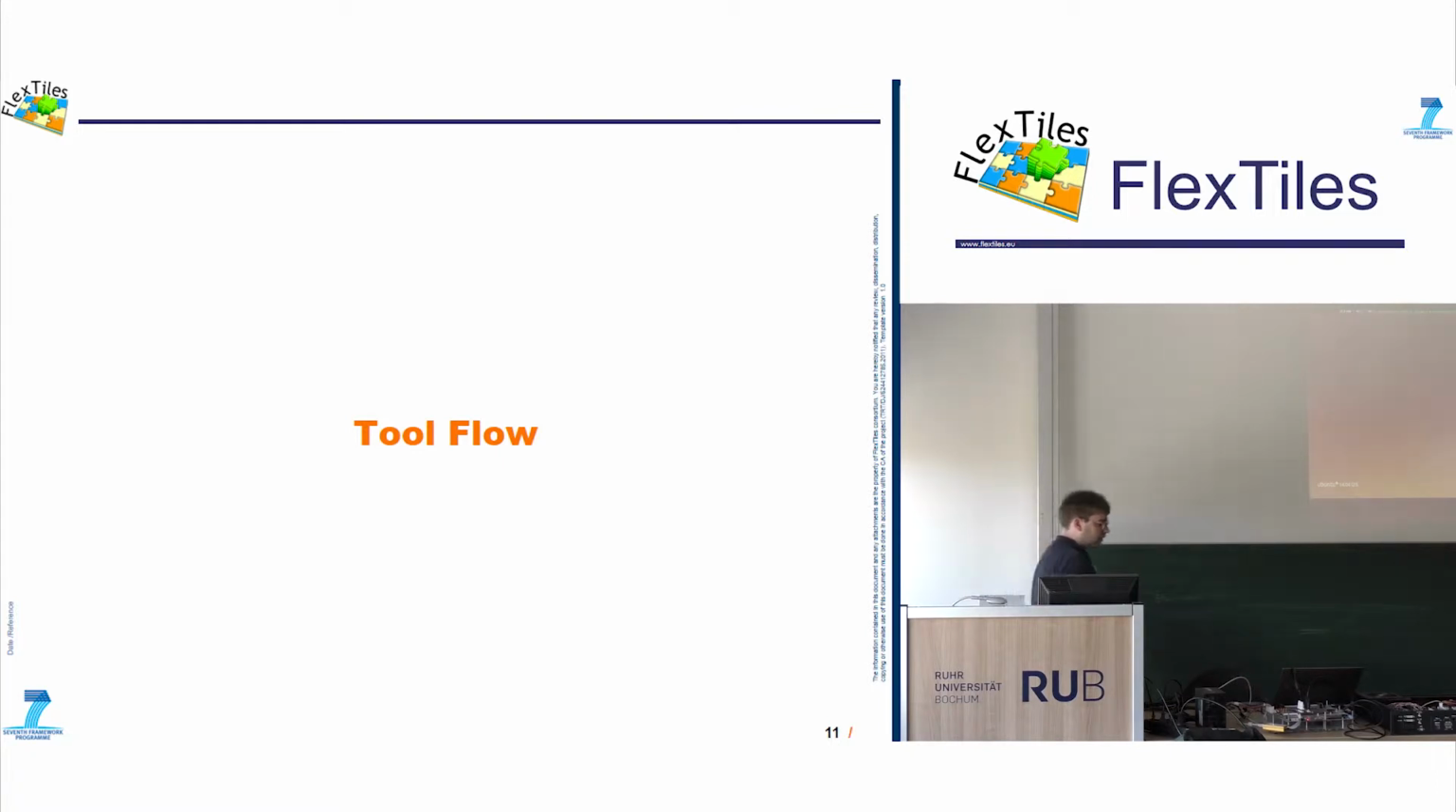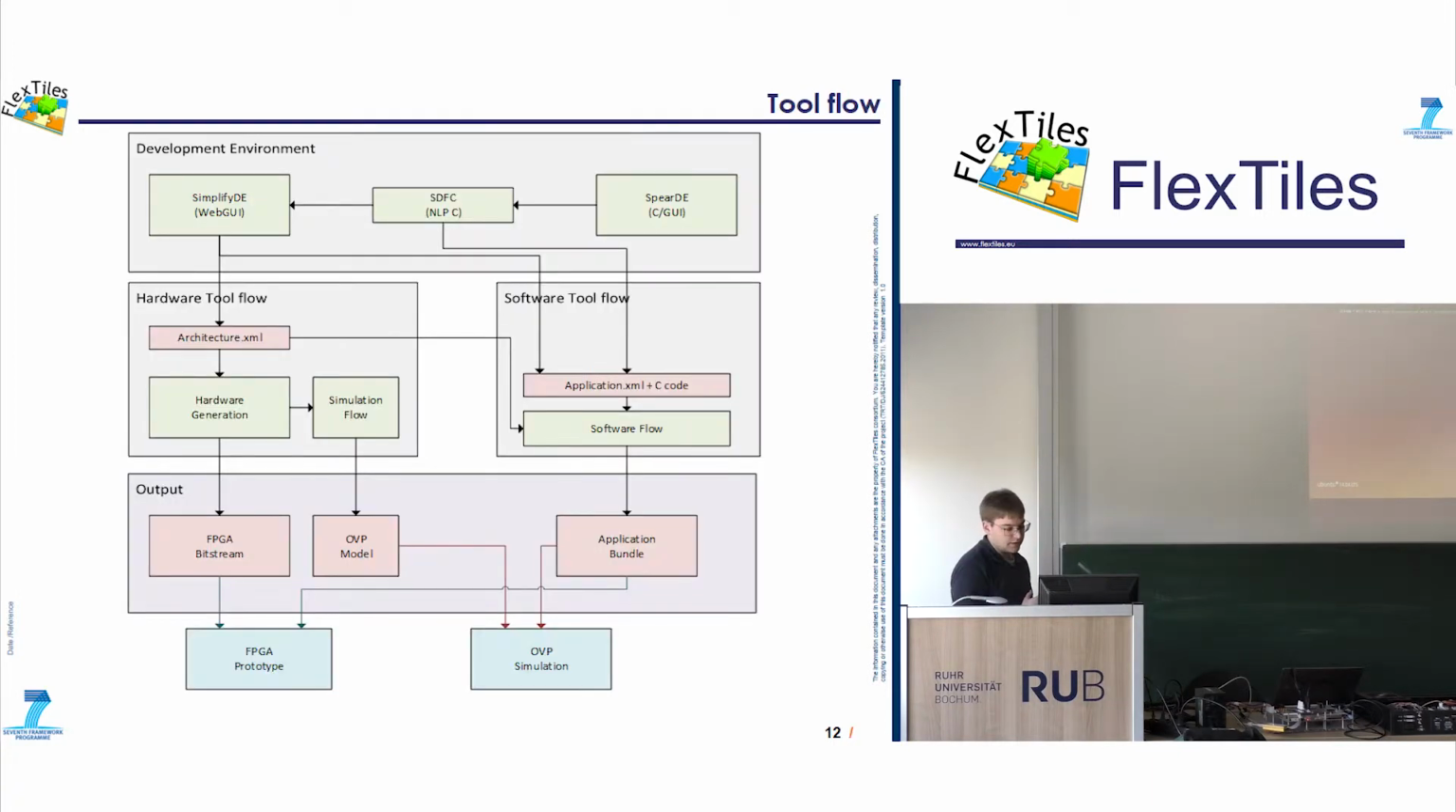So now we have the application. We're going to go a bit to the actual tool flow. So as a high-level picture, it looks something like this. On the top we have our several entry points to the tool flow. If you're just starting off, you just have an idea about an application, you're not so familiar with the FlexTiles platform, you use Simplify.de. This is a nice web-based GUI where you can simply, with a few clicks of your mouse, click together an application.